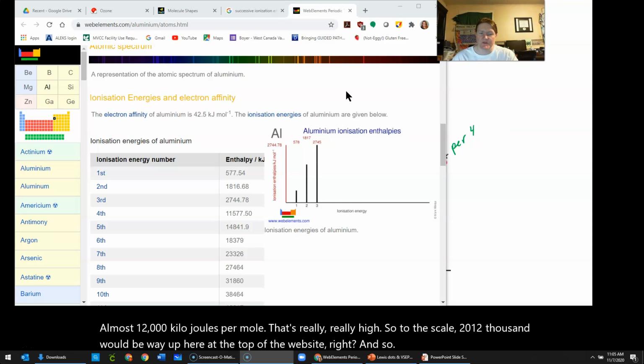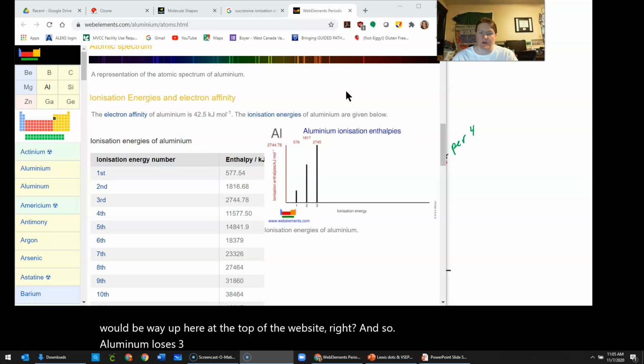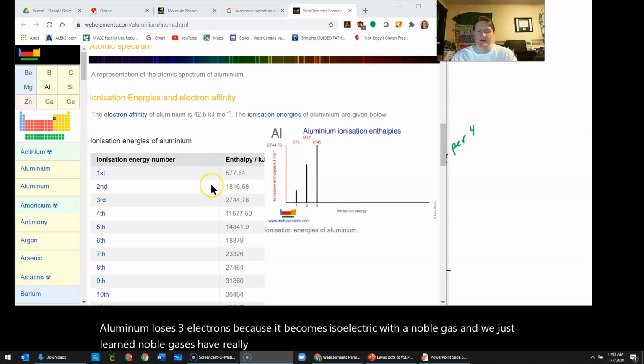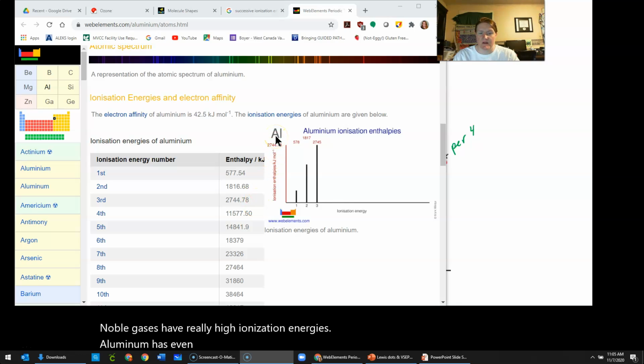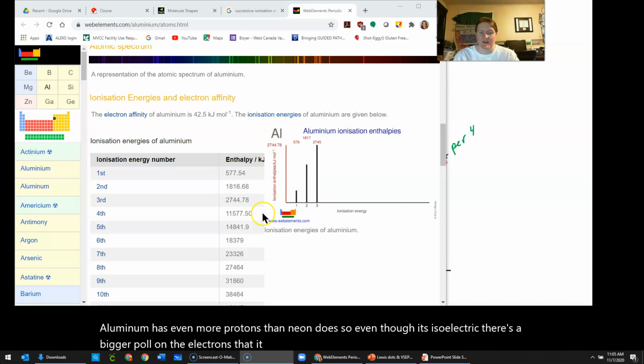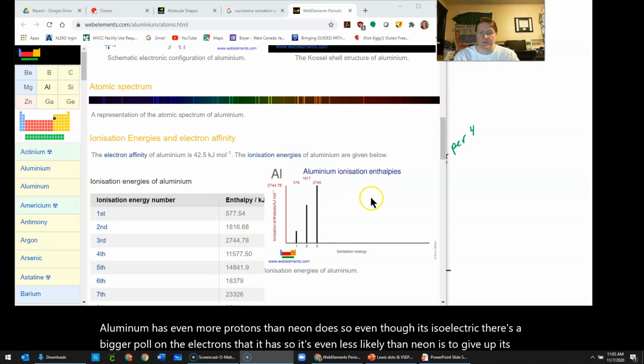And so aluminum loses 3 electrons because it becomes isoelectronic with a noble gas, and we just learned noble gases have really high ionization energies. Aluminum has even more protons than neon does. So even though it's isoelectronic, there's a bigger pull on the electrons that it has. So it's even less likely than neon is to give up its 4th electron.